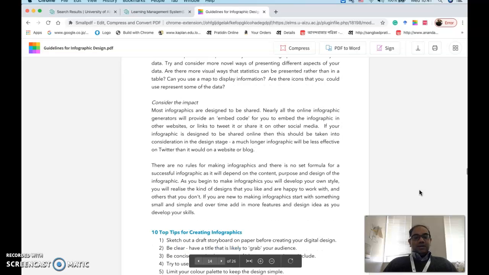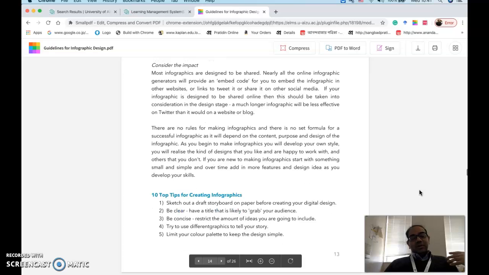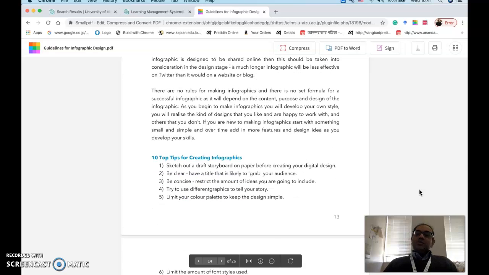Consider the impact. What do you think is going to be the impact of the infographic? Who will look at it? What kind of questions can they come up with? If I look at your data, what kind of question comes to my mind? These are the important things to answer when you are designing an infographic.